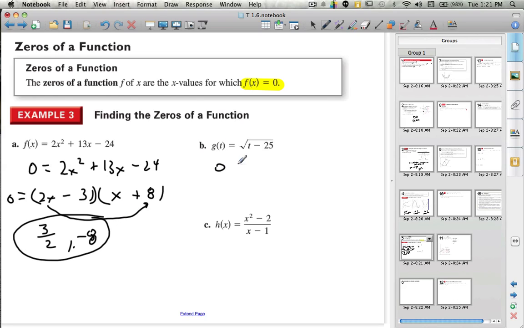If I set this to be equal to 0, I want the square root of t minus 25 to be equal to 0. And obviously, what value of t will make that happen? 25. Right? t equals 25.